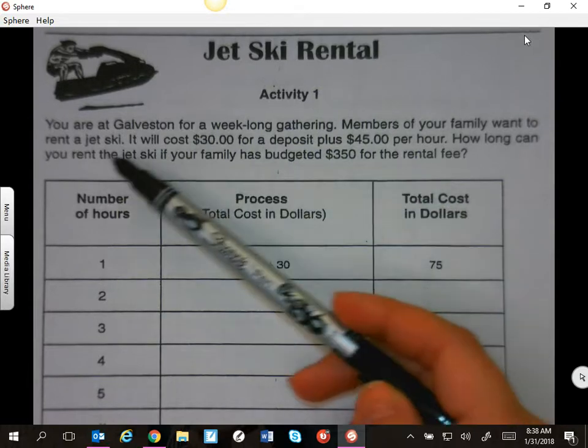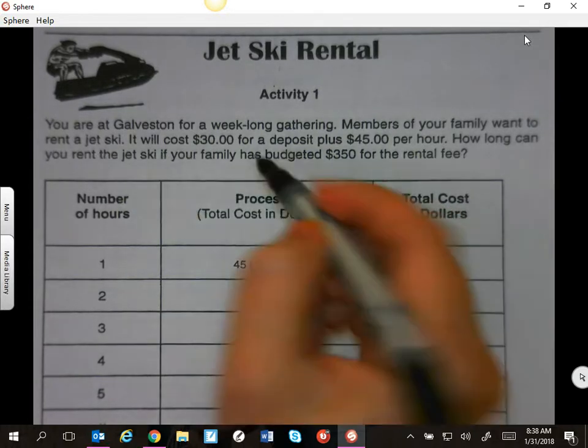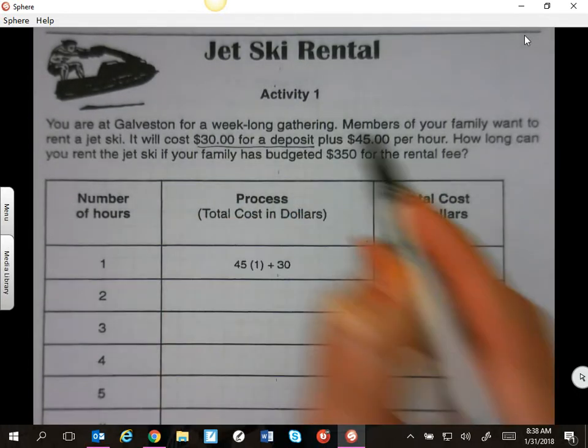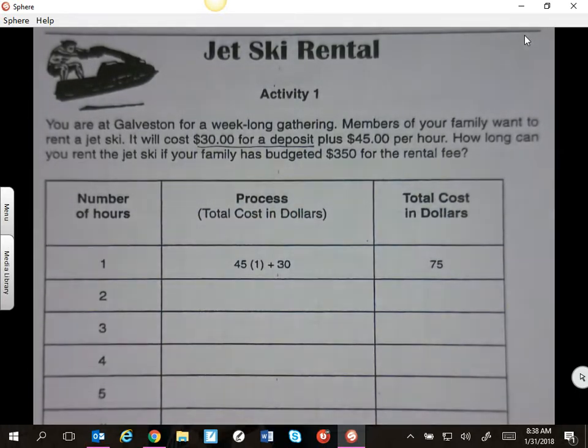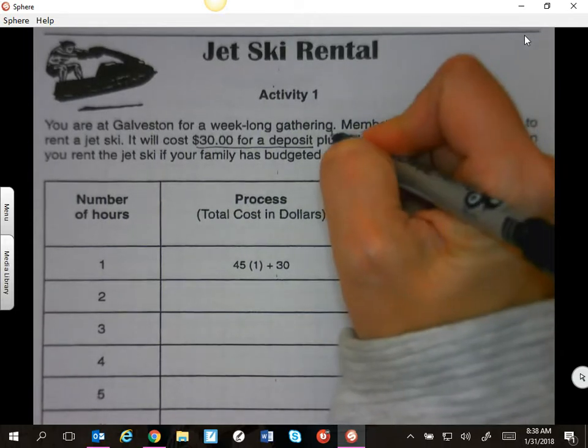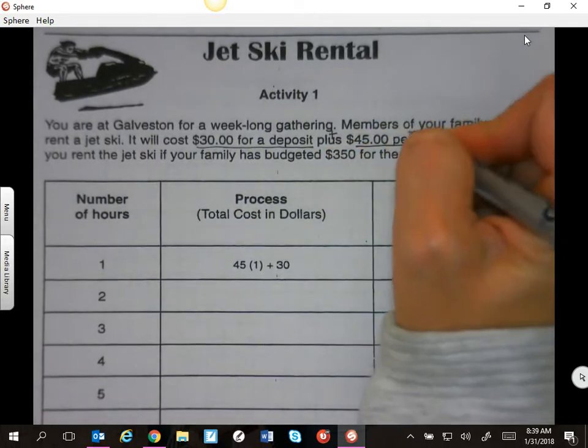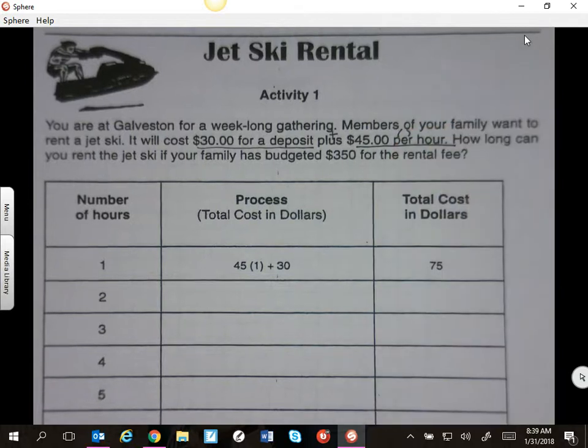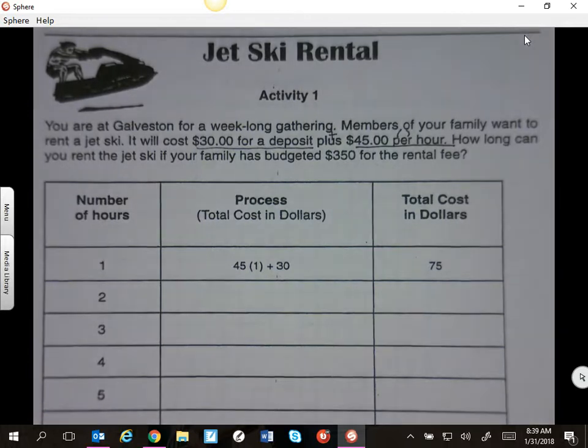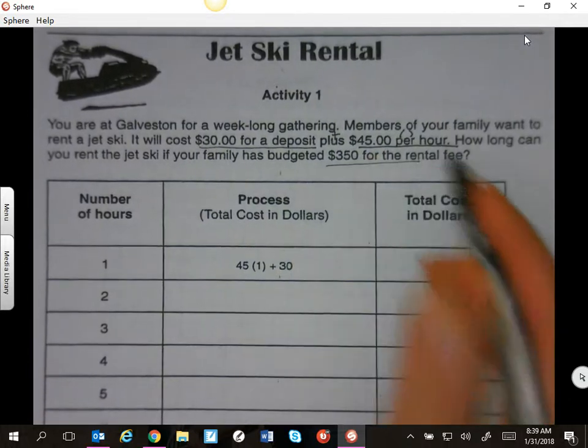So this first activity talks about we're going to go to Galveston. We're going to rent some jet skis. It will cost us $30 for a deposit. Now, a deposit means that is money that you give to the owner of the jet ski, and in case something happens to it, you won't get it back. But you only have to pay it one time. Plus $45 per hour, and there's that word per, which we know means multiply. How long can we rent a jet ski if the family has a budget of $350 for the rental?